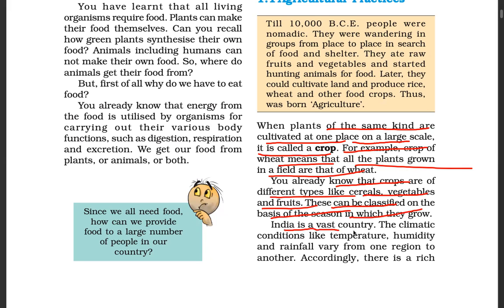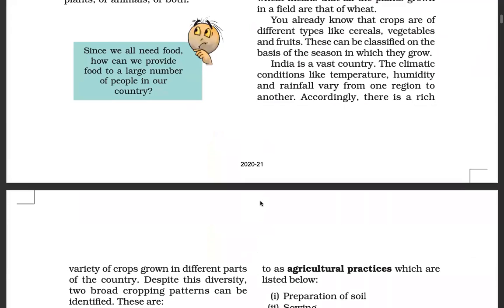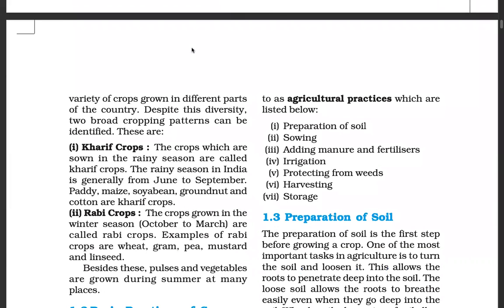India is a vast country. The climatic conditions like temperature, humidity, and rainfall vary from one region to another. Accordingly, there is a rich variety of crops grown in the different parts of the country. Despite this diversity, two broad cropping patterns can be identified. These are kharif crops and rabi crops.